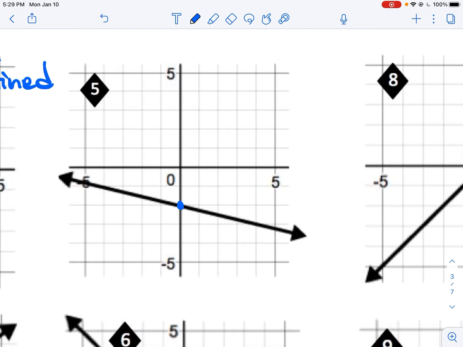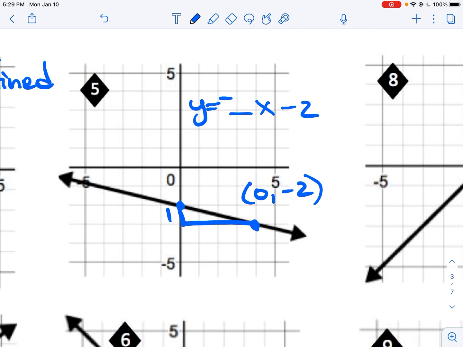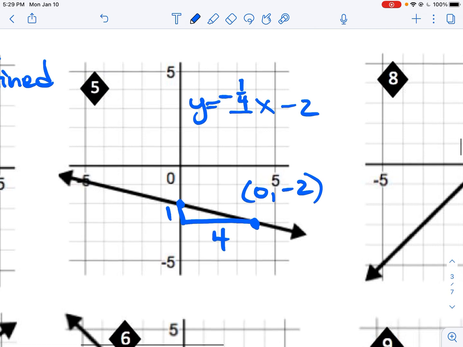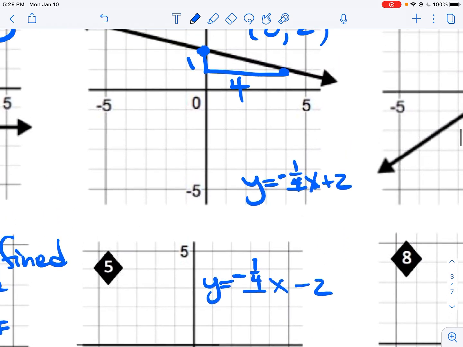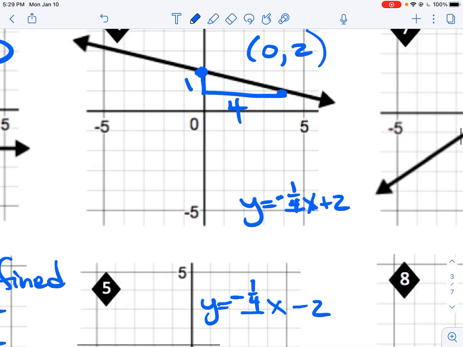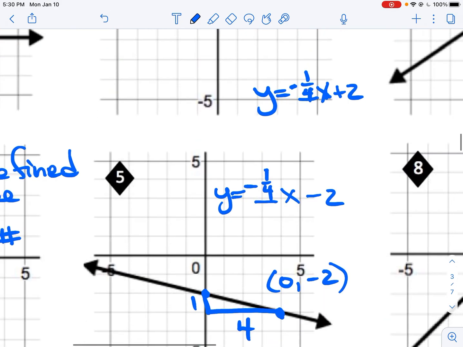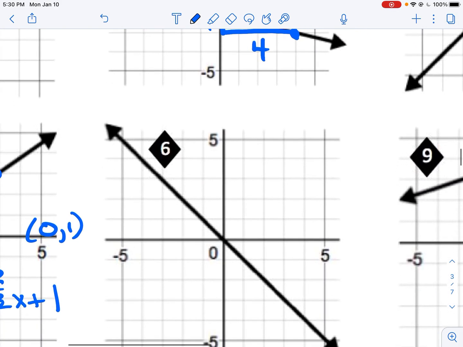This one, it goes through the point (0, negative 2). So that means y equals something x minus 2. So then I plot this point. I go down, I go over. This is a negative slope, so it is negative. It goes down 1, it goes over 4. Negative 1/4. So if you look at these two, they are the exact same lines, except one goes through 2, the other one goes through negative 2.